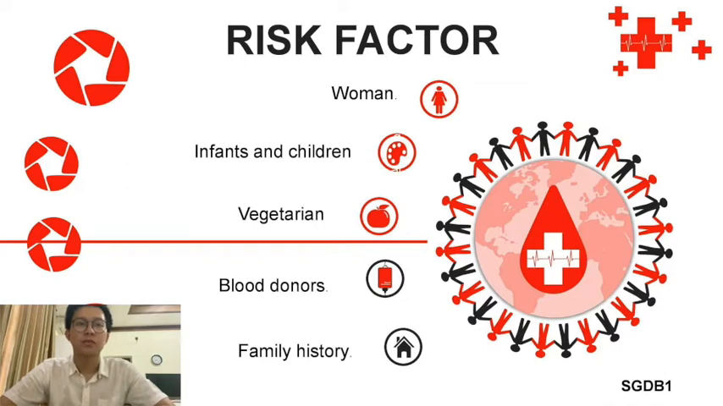Next, vegetarians. People who don't eat meat may have a greater risk of iron deficiency anemia if they don't eat other iron-rich foods. And then, frequent blood donors. People who often donate their blood may have an increased risk, since blood donation can deplete iron stores. And the last one is family history. Von Willebrand disease is a genetic bleeding disorder that affects the blood's capability of clotting.